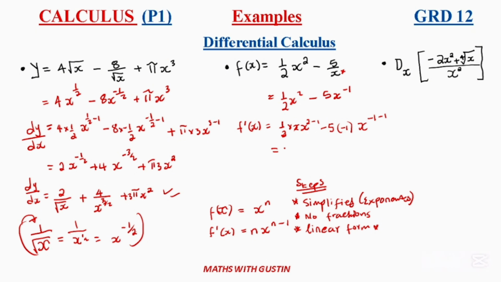This one will cancel out. We're going to be left with x to the power of 1. Negative 5 times negative 1 is going to be positive. Therefore we're going to have x to the minus 2. The only thing that is left now is just to say x to the power of 1, then simplify further, plus 5 all over x squared.